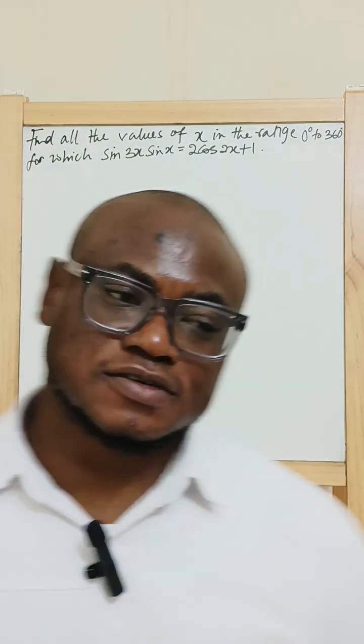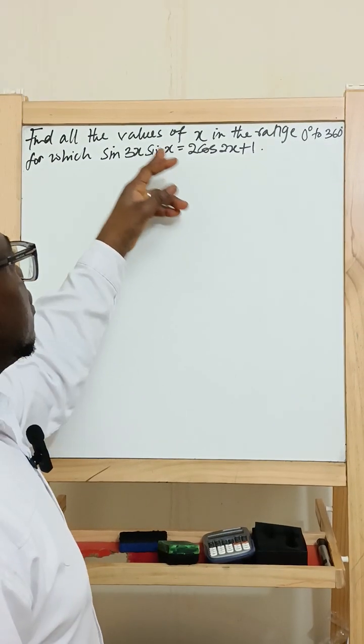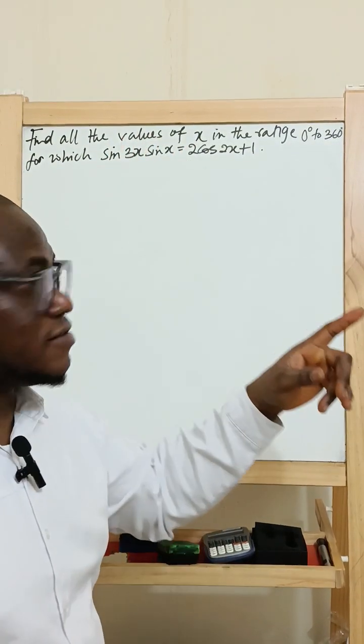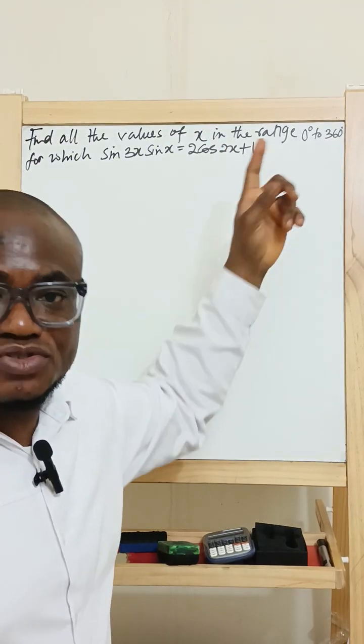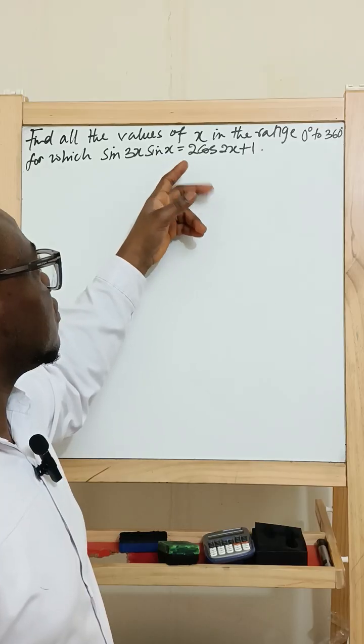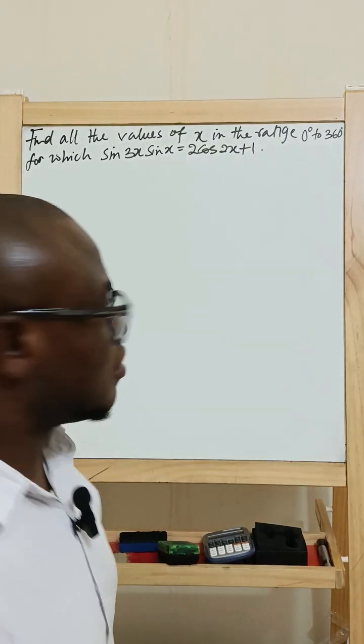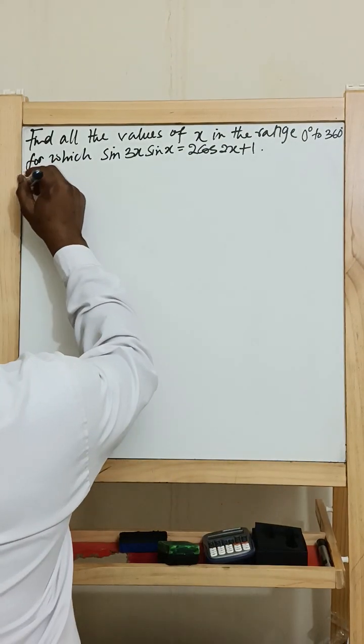Okay, hello, good day. So in this question, we are asked to find all the values of x in the range 0 to 360 degrees, for which sin 3x sin x equals 2 cos 2x plus 1, right? Okay, so let's see how we're going to go about this.